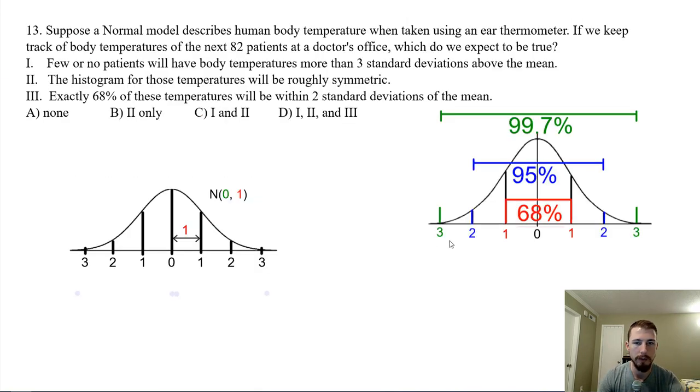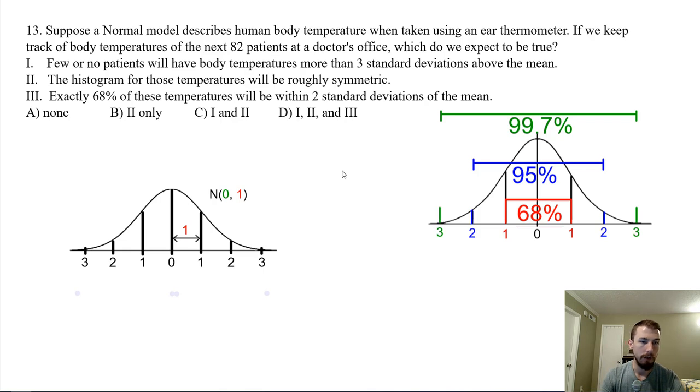Suppose a normal model describes human body temperature. We're looking at an ear thermometer. Take track of the body temperatures of the next 82 patients at the doctor's office. What do we expect to be true? All right, for measuring everyone's temperature, it should follow a normal model, but it's not going to be perfect. Also, if you think about it, the data is probably going to be skewed to the right, because people go to the doctor's office probably because they have a temperature, right? So it's not just healthy, normal people. We're talking about people that are sick. There also might be some who have lower body temperatures from hypothermia instead of hyperthermia. But more than likely, people are going to be sick, and when they're sick, they're going to be hot.